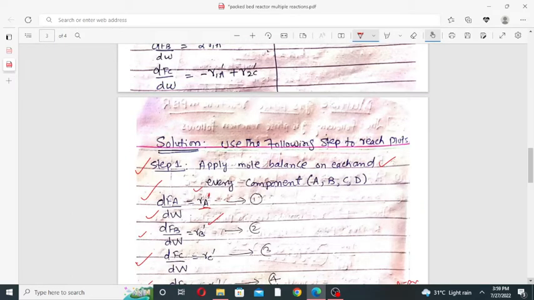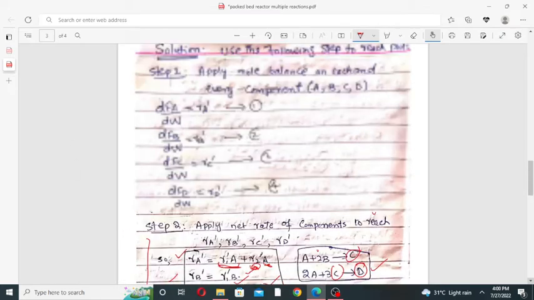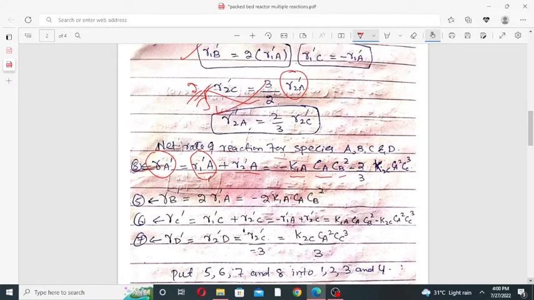For example, this was the rate law. R1A dash is equal to this one. Similarly, R2C dash is equal to this one from the rate law. So from the rate law you can check it.